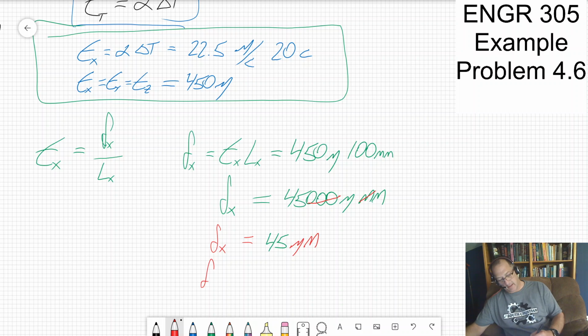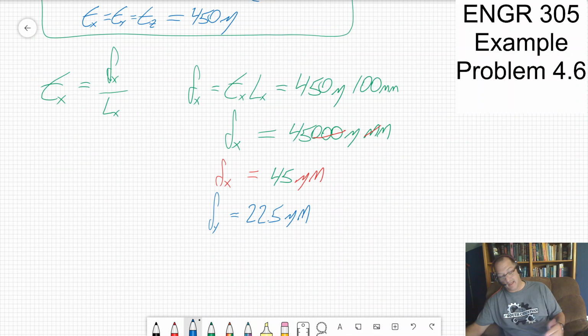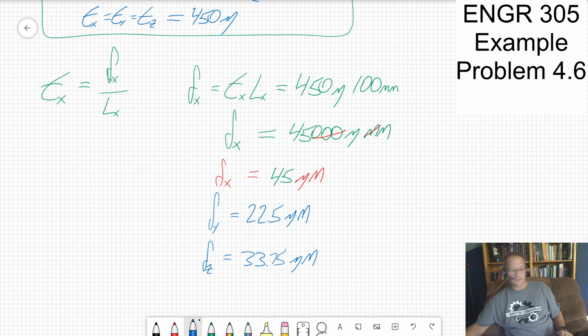Now, deflection in the Y direction. Let's try that all again. The deflection in the Y direction is equal to, well, it was half the length, so it's going to be half the total deflection. And using the same technique, the Z falls in between those, so it's actually going to be 33.75 micrometers. All right, there's our answers.